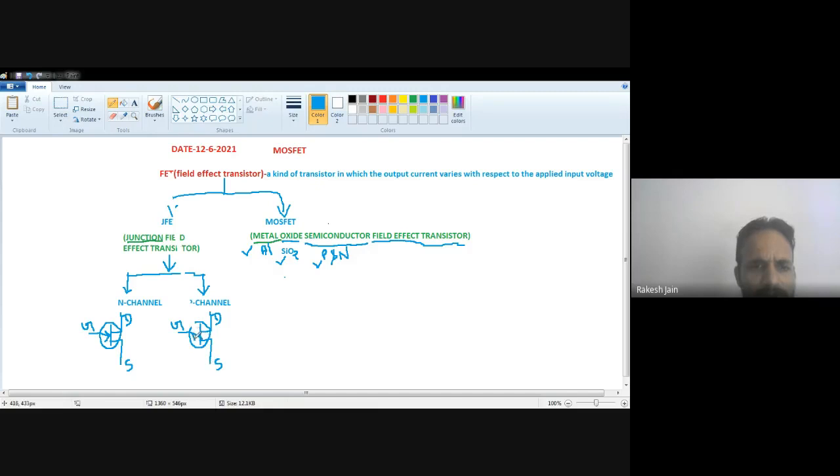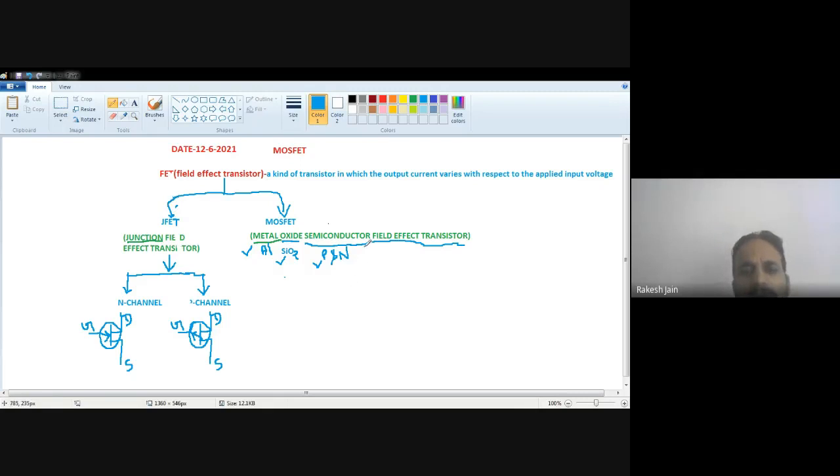Now the arrowhead is towards the outside, then this is known as a P channel JFET. If the arrowhead is inside the terminal, then that is known as an N channel JFET. If outside the terminal, then that is known as a P channel JFET. Either P channel or N channel, the names of those three terminals are as they are. One is known as drain, one is known as source, and one is known as gate.